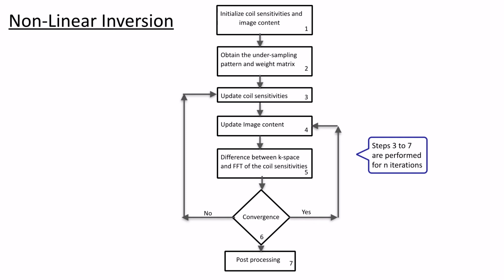After certain iterations, coil sensitivities converge, so they are not updated any further, and only the image content needs to be changed in the next iterations. After an adequate number of iterations are performed, a reconstructed image is obtained with minimum artifacts. This reconstructed image then undergoes post-processing, which then gives the final image.